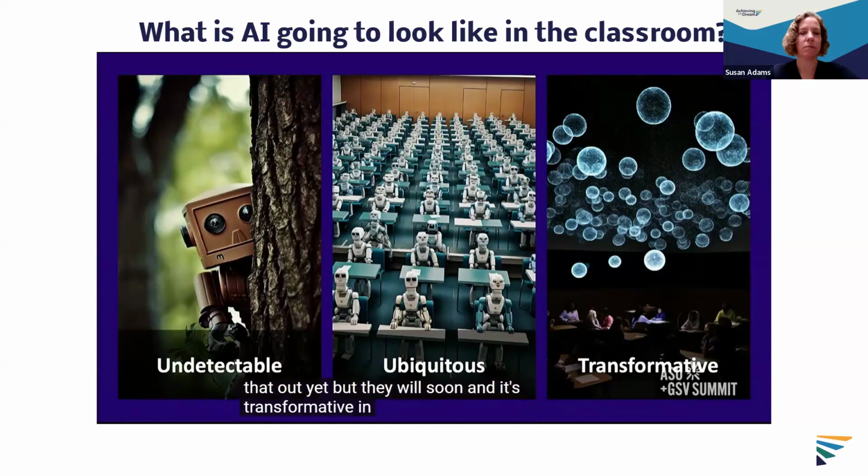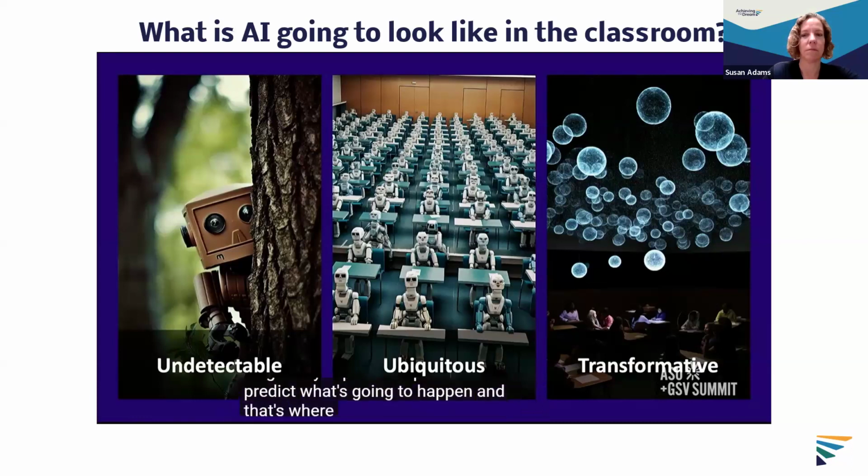And it's transformative in that we don't quite know what to do with this, right? I was on the stage yesterday, and I was saying the original definition of the singularity, you may have heard of the AI singularity, right? The idea of a singularity is past that point, we can't predict what's going to happen. And that's where we are right now.